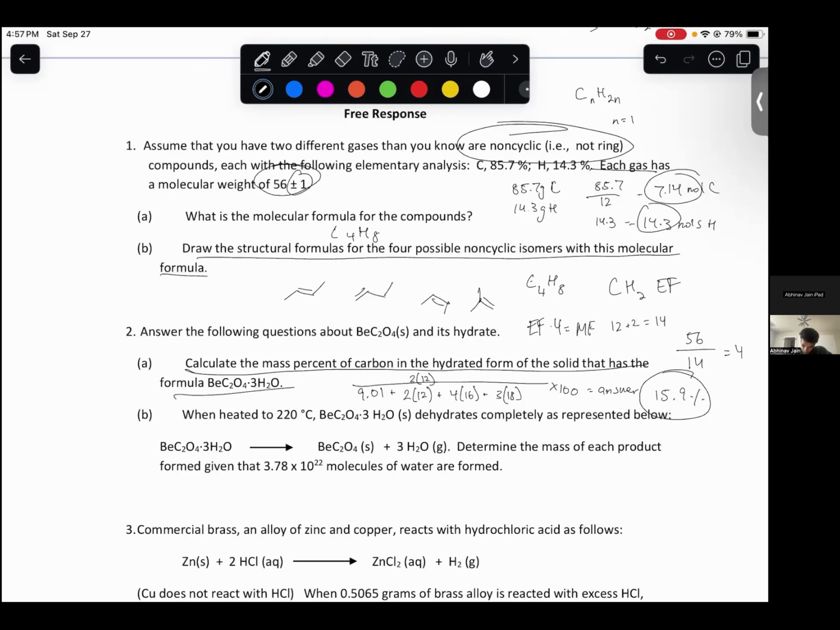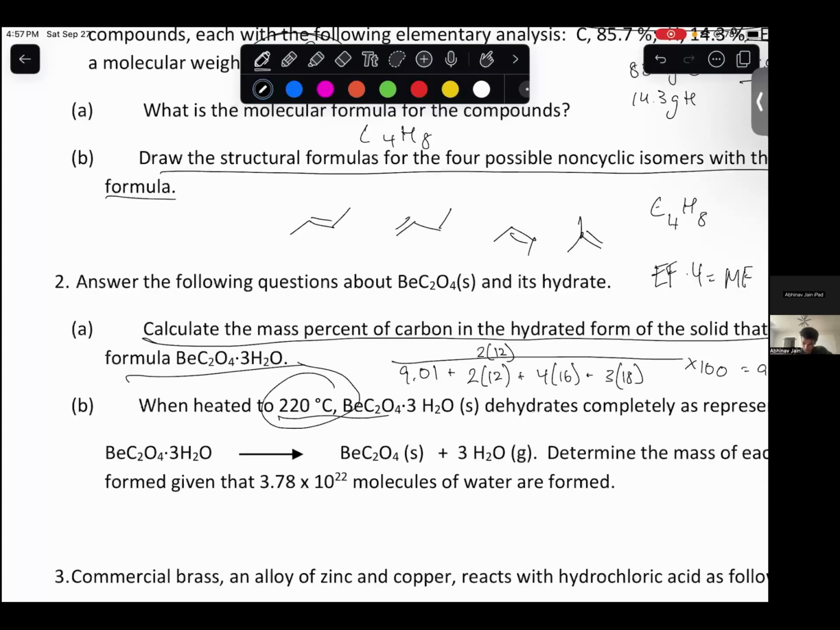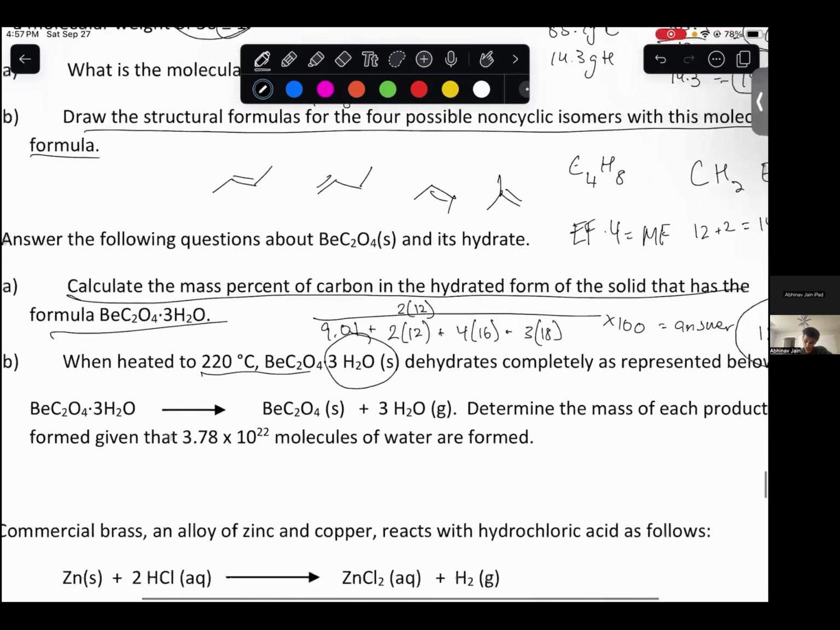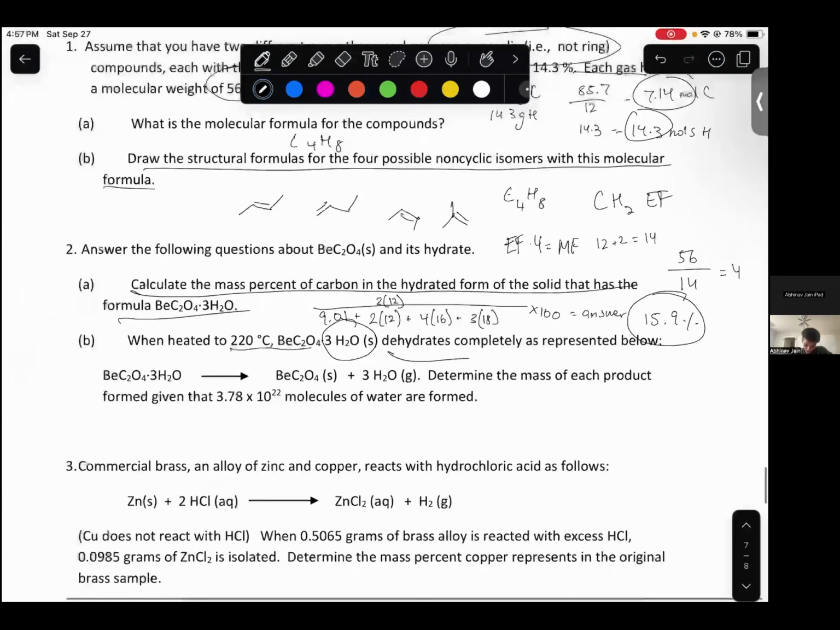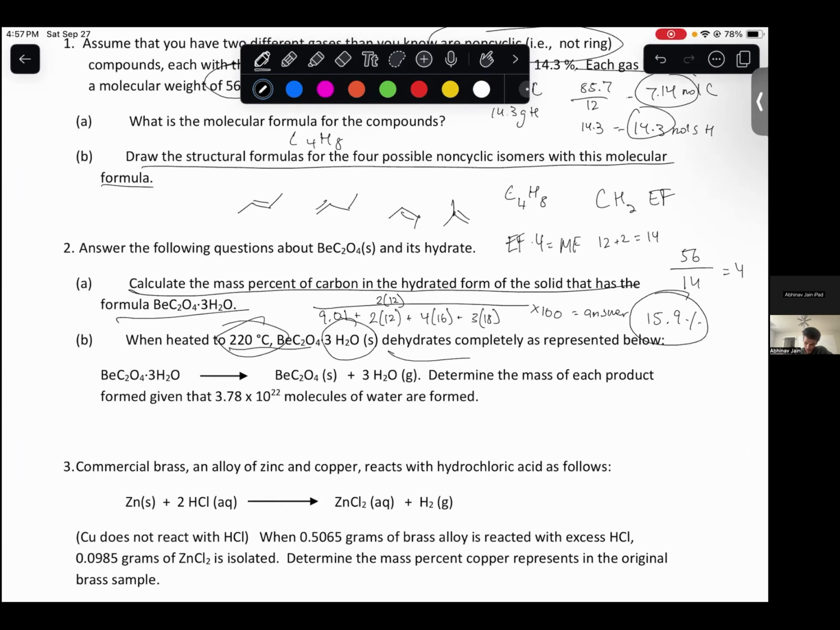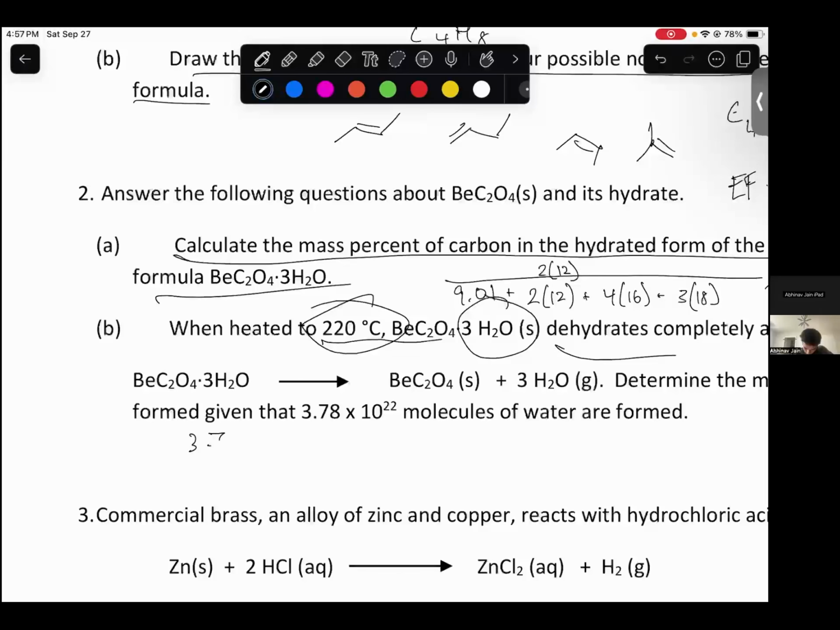It says when heated to 220 degrees Celsius, obviously this is much higher than the boiling point of water. So all this water is going to evaporate off the solid. It's going to dehydrate and lose its water by this equation. Notice how water is leaving as a gas, water vapor, because it's so hot. It says determine the mass of each product formed, given that 3.78 times 10 to the 22 molecules of water are formed. So it's a pretty simple problem.